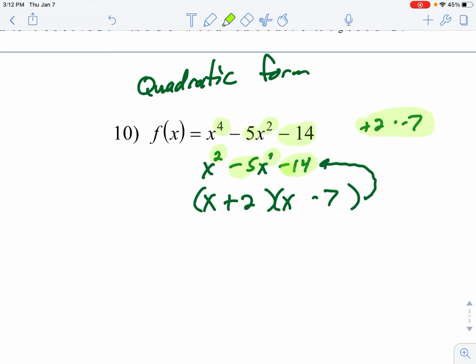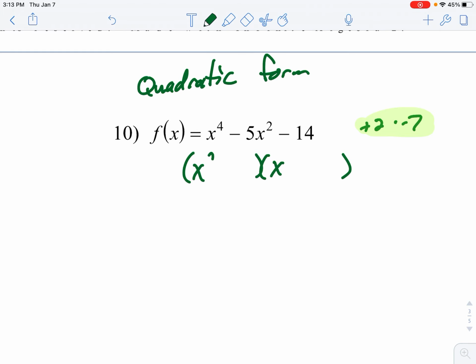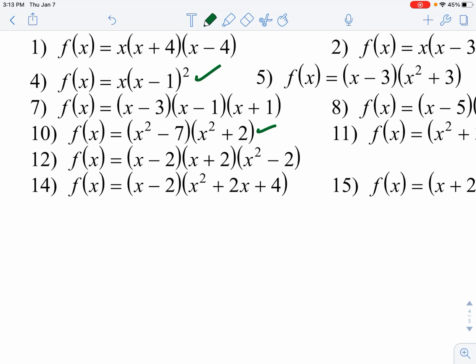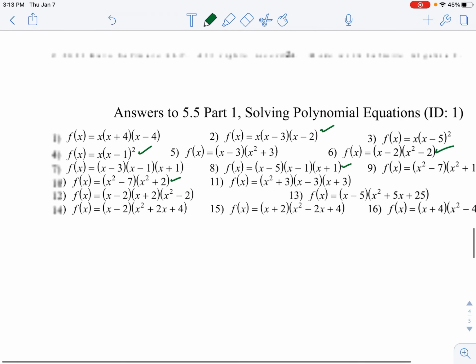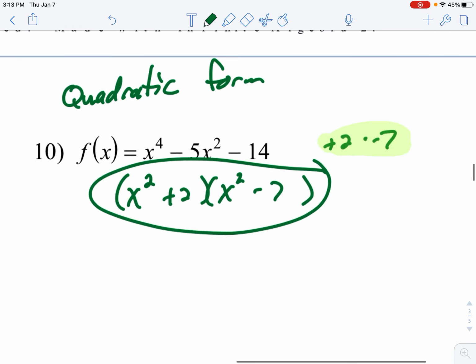So the way to do it is basically the same. You put down two sets of parentheses. Instead of putting x and x, put down x squared and x squared. That's it. And then we still do plus 2 and minus 7, and there's the answer. So go down here and check it. I lost my place. Yep. I have it backwards. It's x squared minus 7, x squared plus 2, but that's the same answer as what they have in the answer key and my answer.